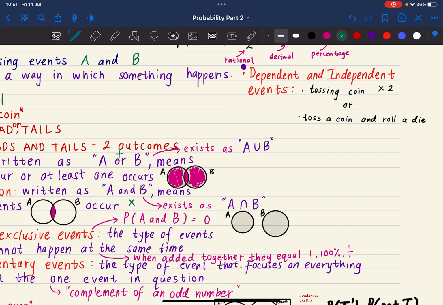A dependent event is the type of event where we say, look, maybe by me tossing the coin the first time, it will affect what I get the second time.